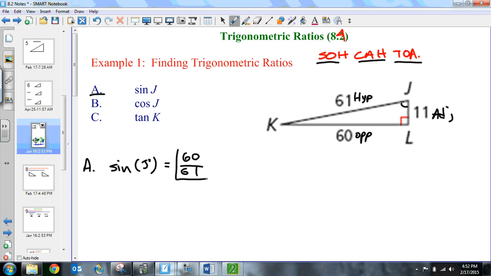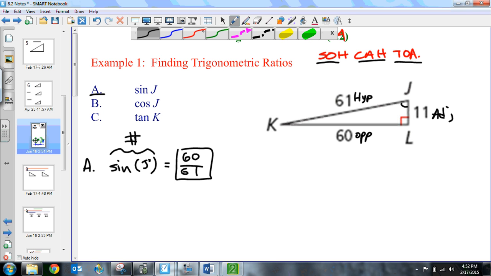Now, this is a ratio. And when I say sine of J, this is a number. That number is equivalent to 60 divided by 61. It's pretty close to 1, but not quite. All right, so now let's do the same thing for part B.